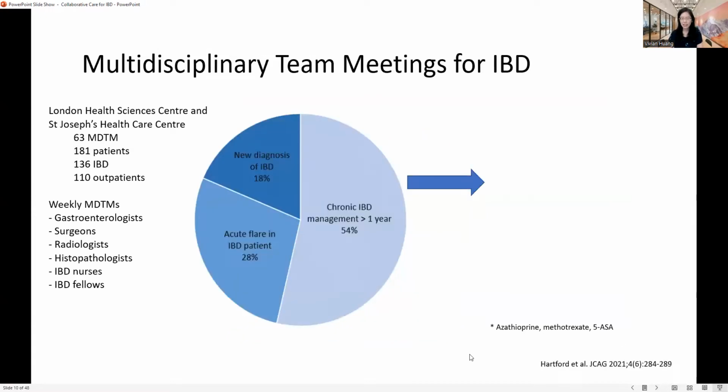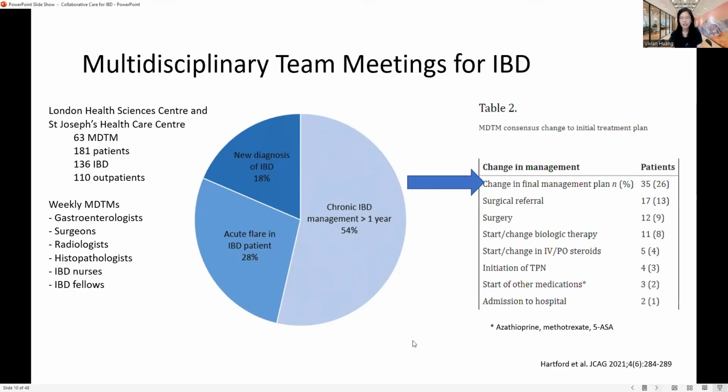And this is actually a publication from yourself, in London Health Sciences. And I think Heather was a co-author on this one. They presented on their multidisciplinary team meetings. In their institute, they have weekly meetings with gastroenterologists, surgeons, radiologists, pathologists, IBD nurses, and fellows. They reported on 63 of their weekly meetings: 181 patients, 136 had IBD. Some of them were new diagnoses, some of them were flaring presentations, and some of them were more chronic patients, and they had a discussion for management.